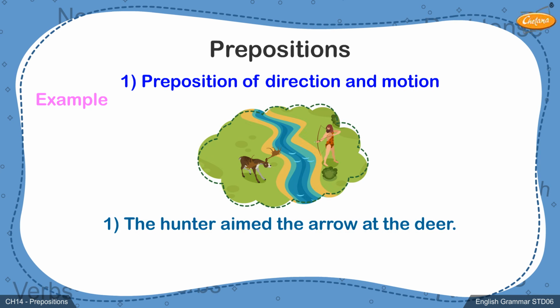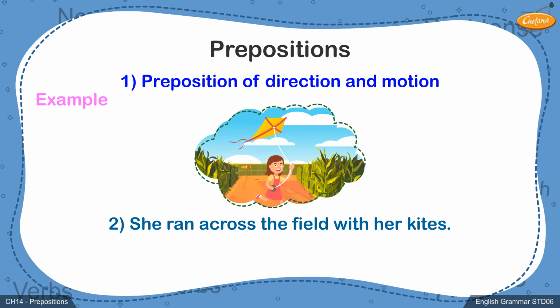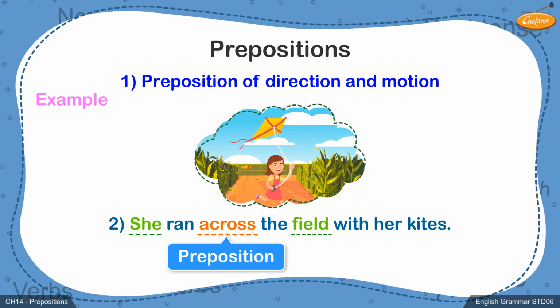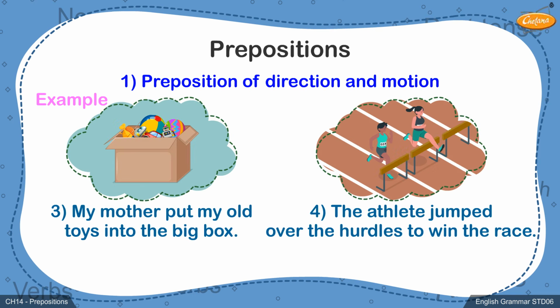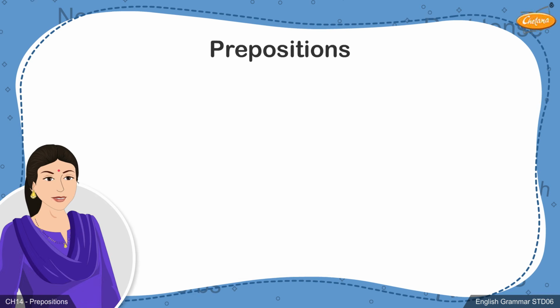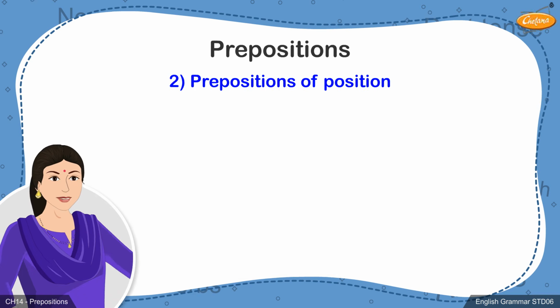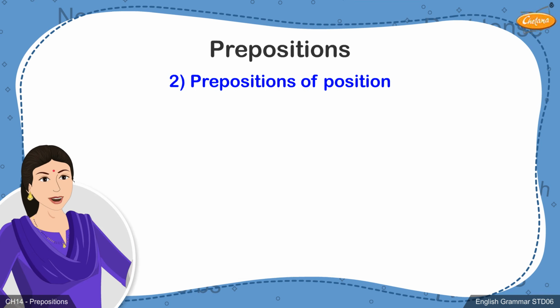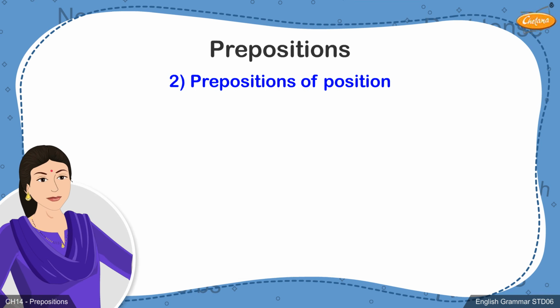In these four examples, the preposition at indicates the direction of the arrow towards the deer. In the second sentence, across tells us the movement of the girl with the kites on the field. In the third and fourth example, the prepositions into and over connect the nouns toys and big box and athlete and hurdles respectively.